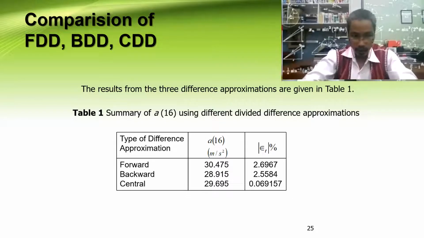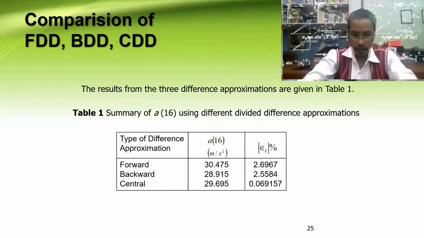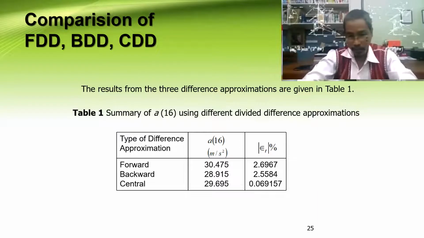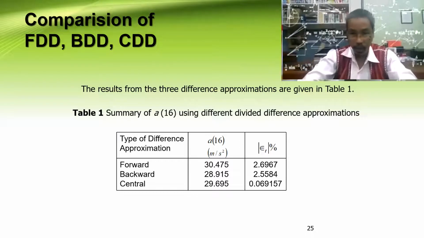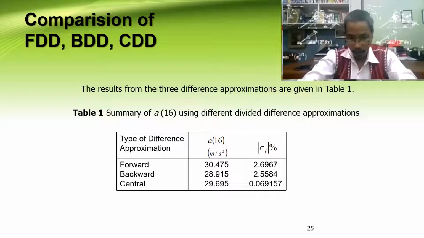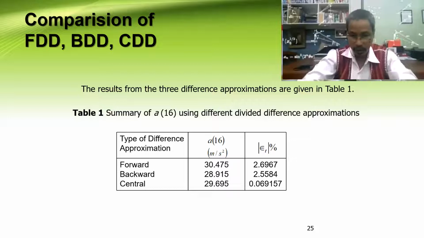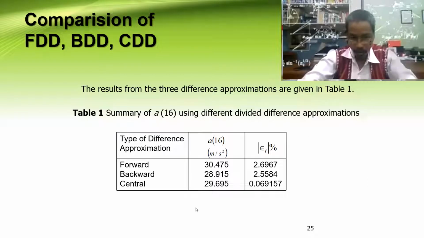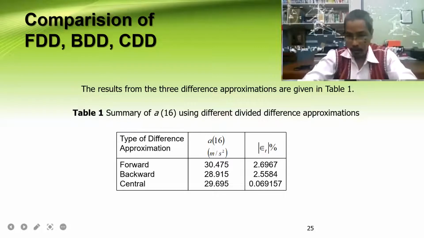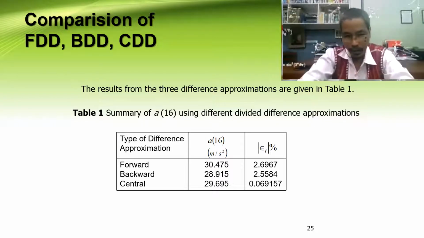So let's look at the result from the three different approximation methods. We have a table to summarize the examples. The three examples that we have given for chapter 2. Okay, we have the computation of acceleration at 16 seconds. We have the result, and we have the column for absolute relative true error. So what can you say about that?